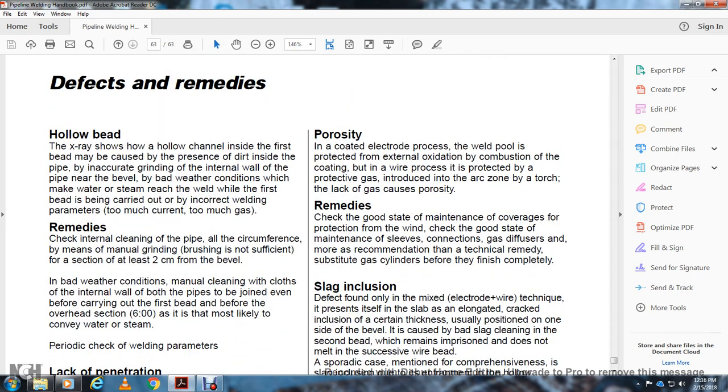Our reports say that in the coated electrode process, the welding pool is affected, particularly by external oxidation and combustion of the coating. In the wire process, it is protected by the protective gas introduced in the arc zone, but the torch lacking gas causes porosity. Remedies: check the good state of maintenance of the coverage of the protection of the wire, and check the good state of maintenance of the sleeve of the gas connection diffusion, and as a technical remedy, substitute the gas cylinders.